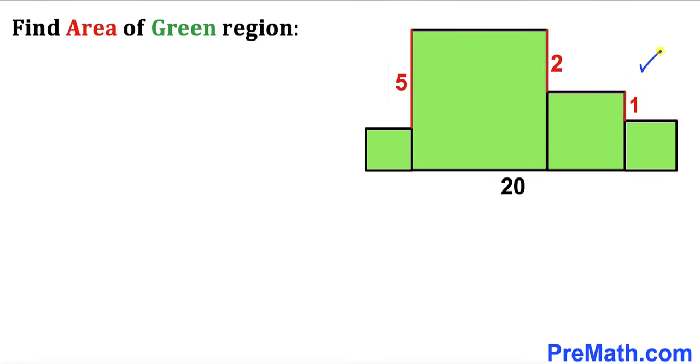You can see in this diagram, such that their base length is 20 units, and this height difference is 5 units. And on the other side, this height difference is 2 units. And finally, the difference between these two squares is 1 unit. And now our task is to calculate the area of all these squares together.